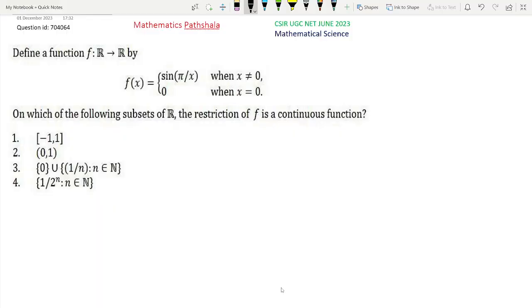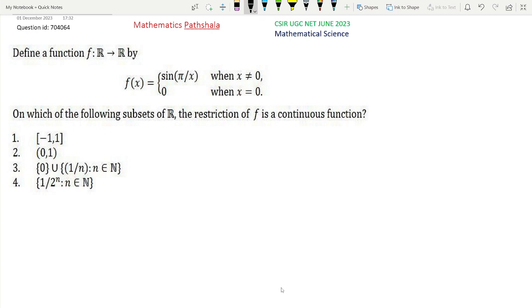This is a problem of CSIR UGC NET June 2023 Mathematical Science. The question ID is 704064. See here, the question is given. Define a function f from R to R by f(x) = sin(pi/x) when x is not equal to 0, and 0 when x equals 0. On which of the following subsets of R is the restriction of f a continuous function?